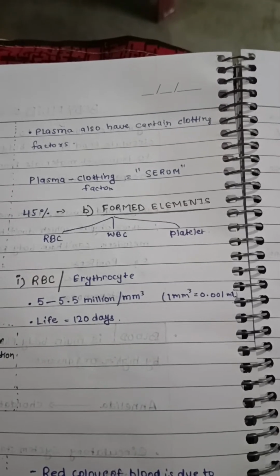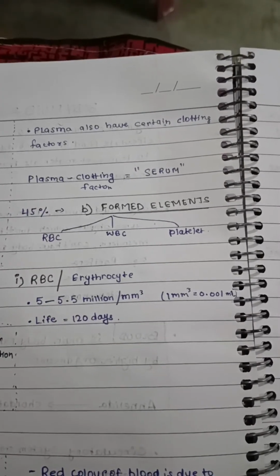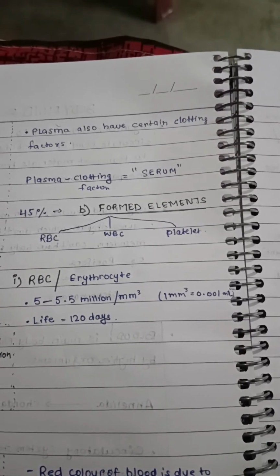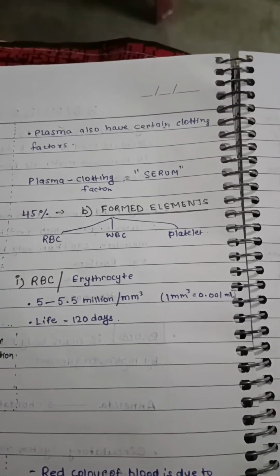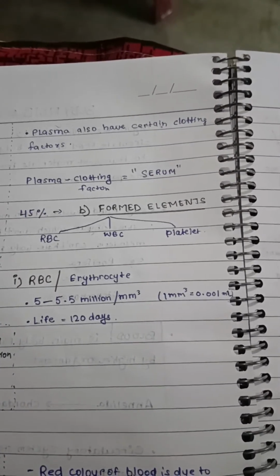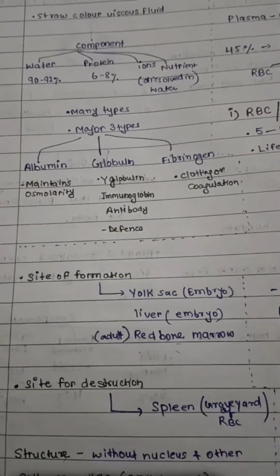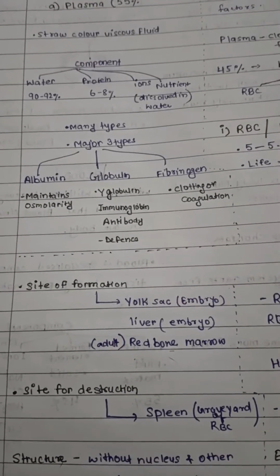RBC is also known as erythrocyte. Count is 5 to 5.5 million per mm cube. 1 mm cube is equal to 0.001 milliliter. The lifespan of RBC is 120 days.